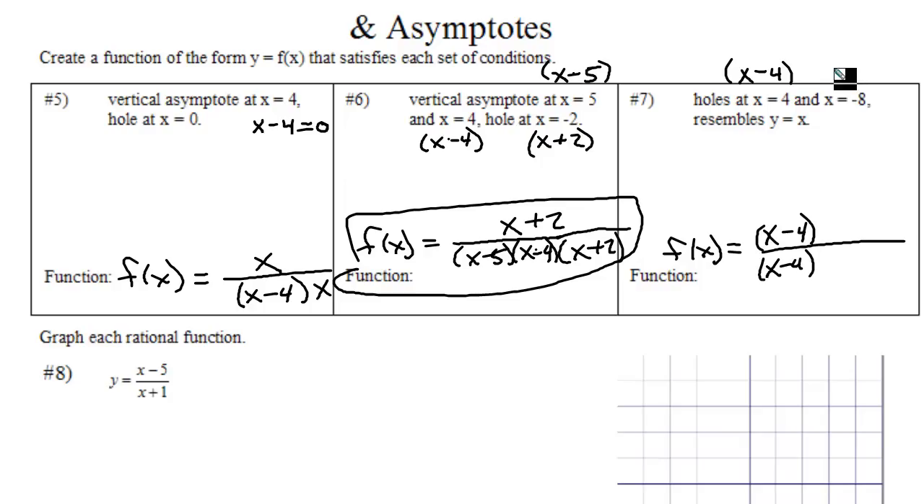X equals negative 8, also a hole there. That means x plus 8 had to be on the top and bottom. It resembles y equals x. Well, we already got the y equals, that's f of x equals. X goes on the top of the fraction, because if it was on the bottom it would say 1 divided by x. So, that's it.